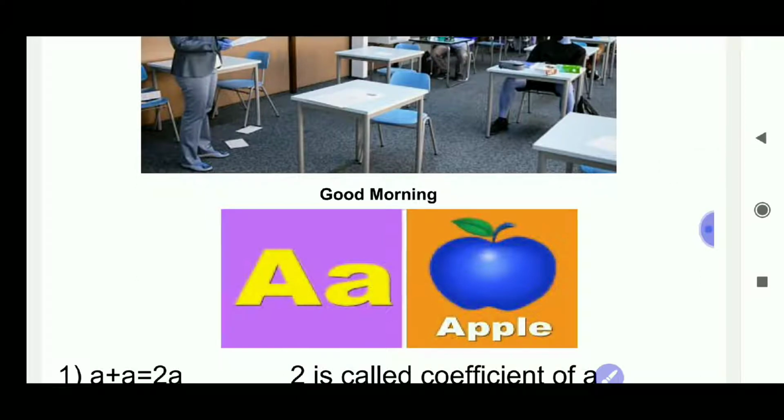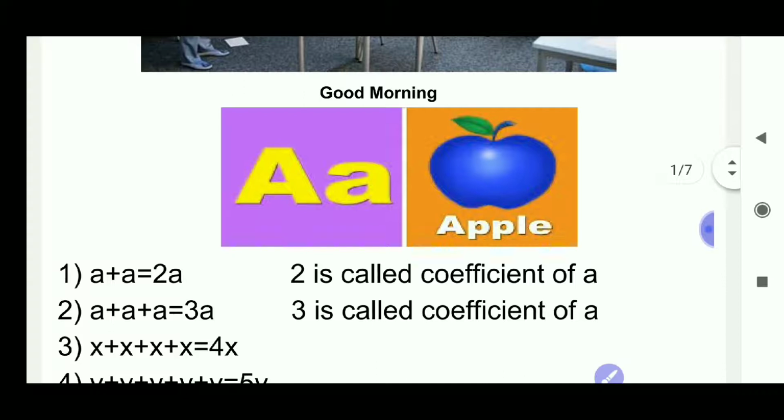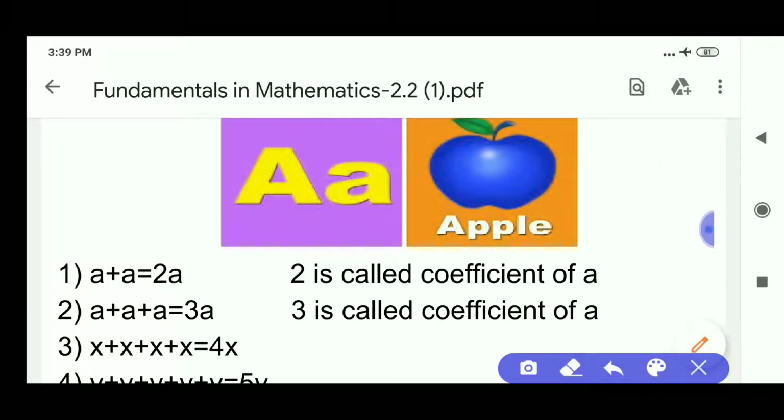Our schooling begins with A for apple. Your mother gave you an apple and your father gave you an apple. Now you have two apples. Mathematically, A plus A is equal to 2A. 2 is called coefficient of A.